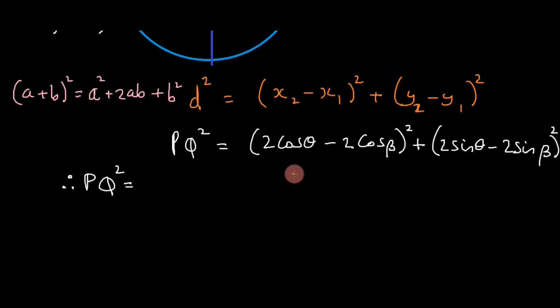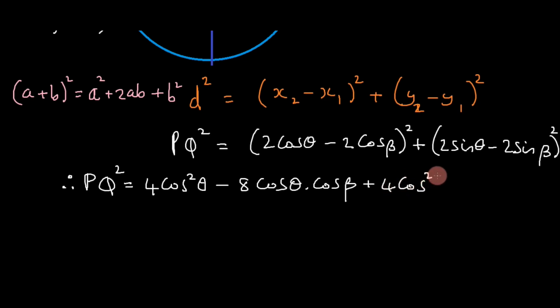So then applying it here, it's going to be the first term squared, which is 4 cos squared theta, then this sign, then the first term times the second term times 2. So 2 cos theta times 2 cos beta is 4 cos theta cos beta, times 2 is 8 cos theta cos beta. And then plus the second term squared, so plus 4 cos squared beta.